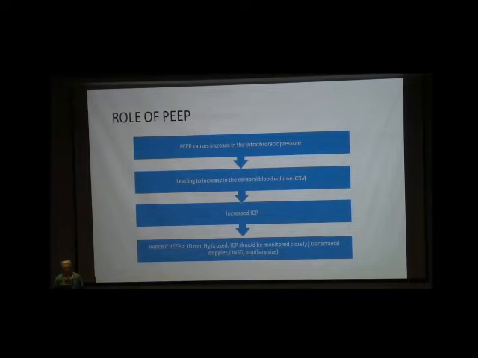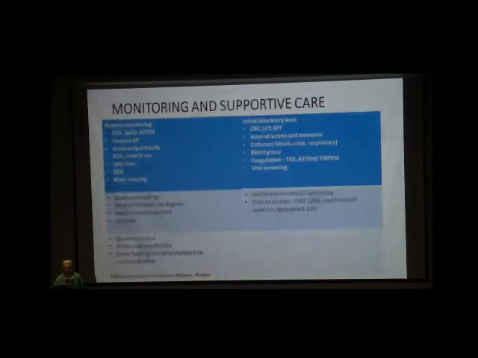Role of PEEP in these patients: PEEP tends to cause increase in the intrathoracic pressure, which leads to increase in the cerebral blood flow and the cerebral blood volume, which tend to increase the ICP. So in patients who have secondary bacterial or fungal infections and a PEEP of more than 10 is used, ICP should be closely monitored using non-invasive methods like ONSD, pupillary size, and transcranial Doppler.